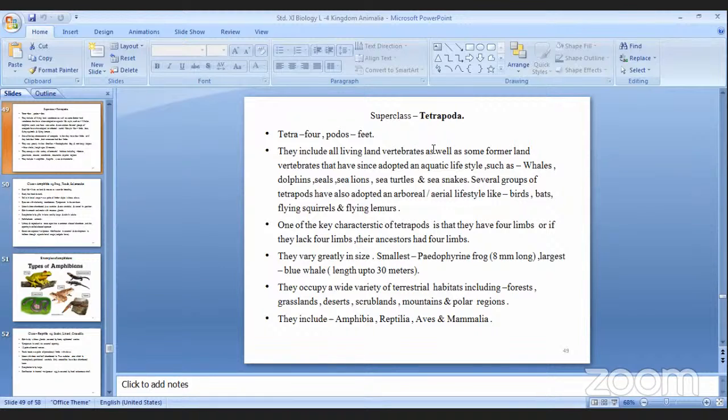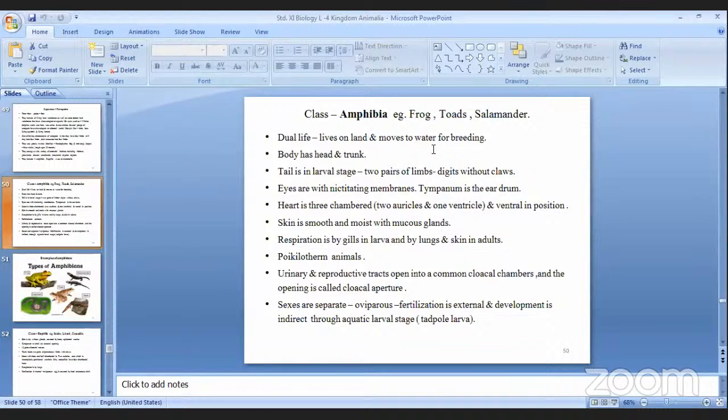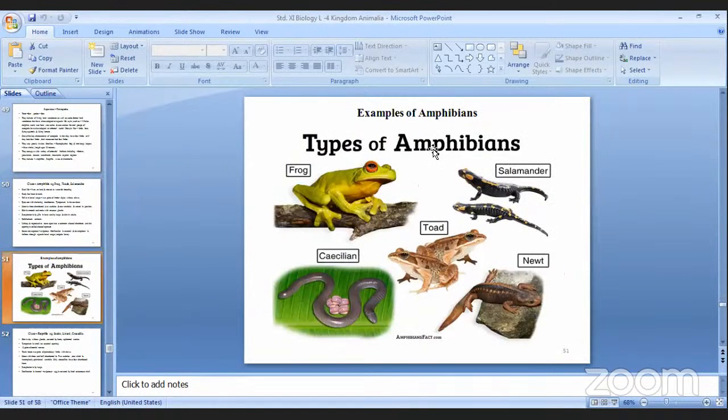Clear? Then they occupy a wide variety of terrestrial habitats, including forests, grasslands, deserts, scrublands, mountains, and even the polar regions. Clear? So they include these 4 classes: Amphibia, Reptilia, Aves, and Mammalia. Now one by one we will take these 4. First one, class Amphibia. It includes frogs, toads, and salamanders. You can see the figures over here: frog, toad, newt, salamander, caecilian.